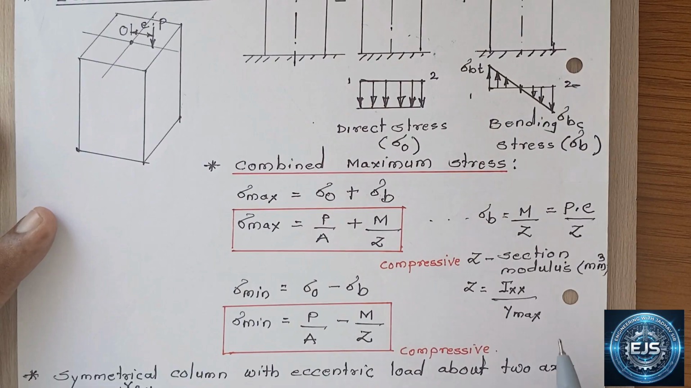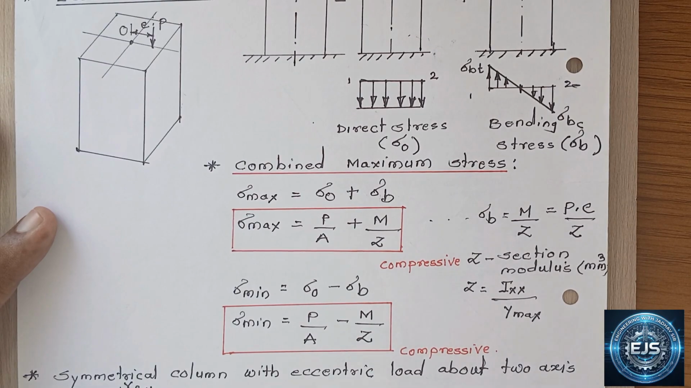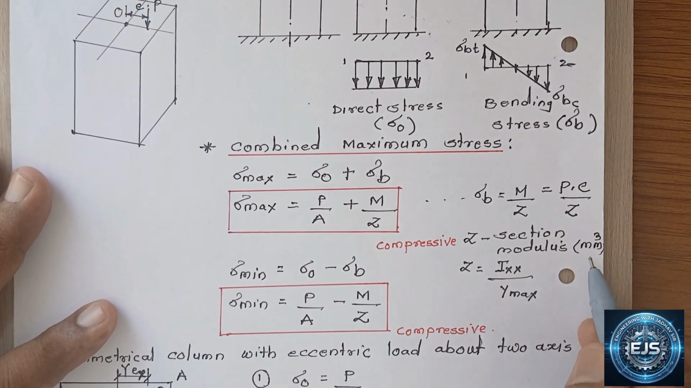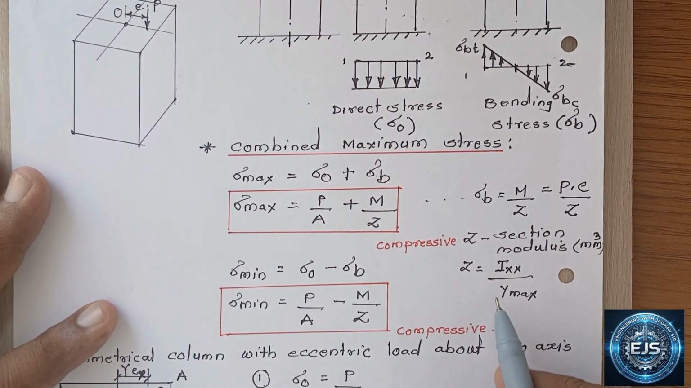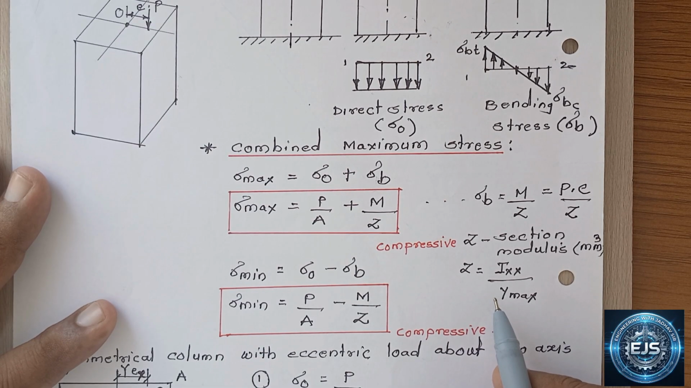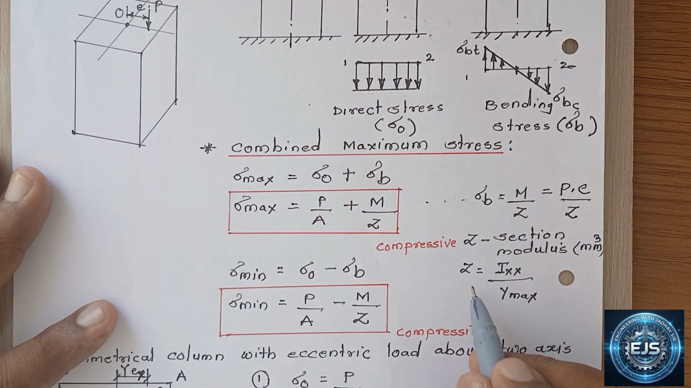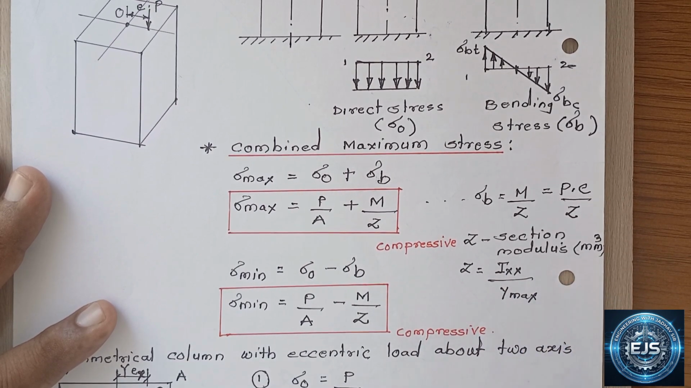This is the bending stress formula, or bending stress is also given by M upon I into Y. I upon Y max is nothing but Z, the section modulus. So Z is the section modulus, and its unit is mm cube. We have discussed these problems in our Unit 3A part, bending stresses in beams. So Z is calculated by Ixx upon Y max. So this is Zxx. Similarly, Zyy is Iyy upon Y max. So Z is nothing but the section modulus.